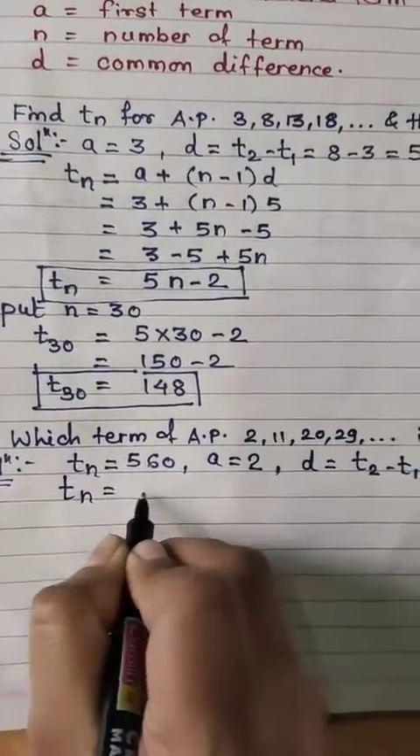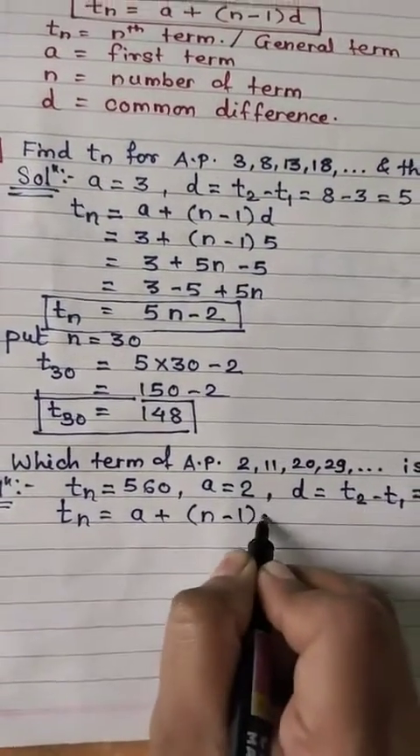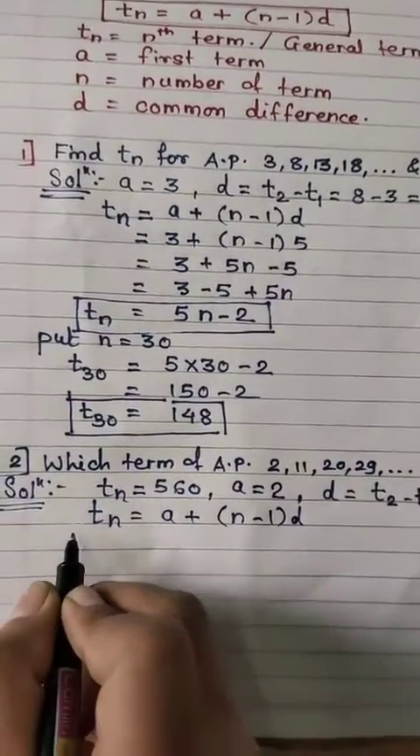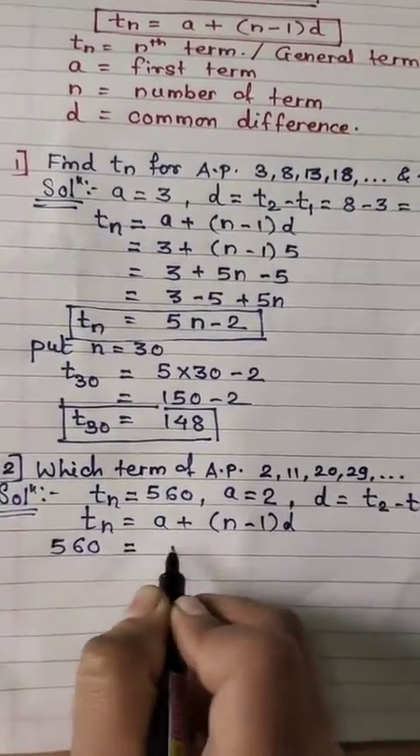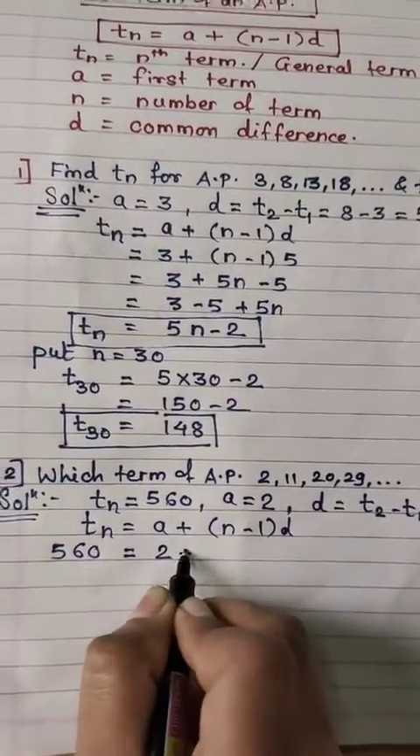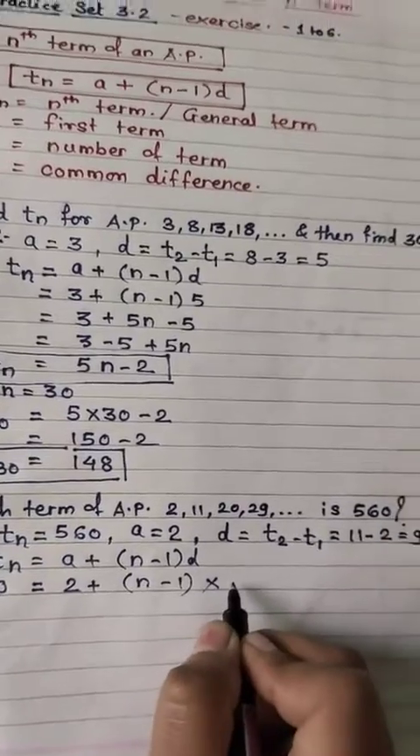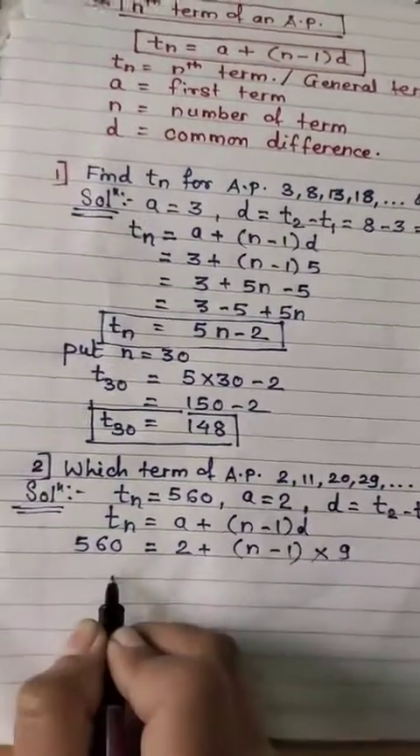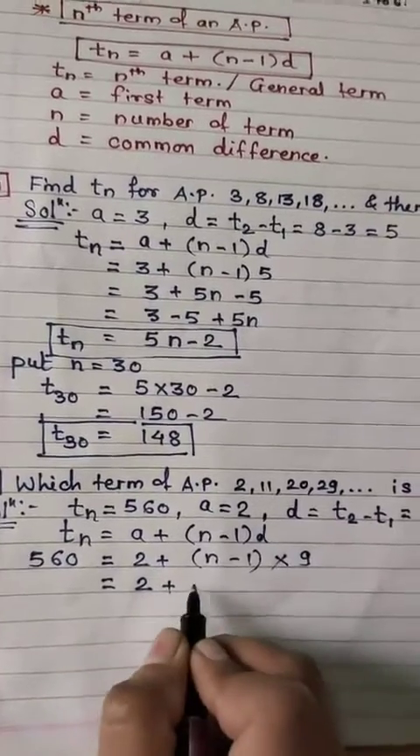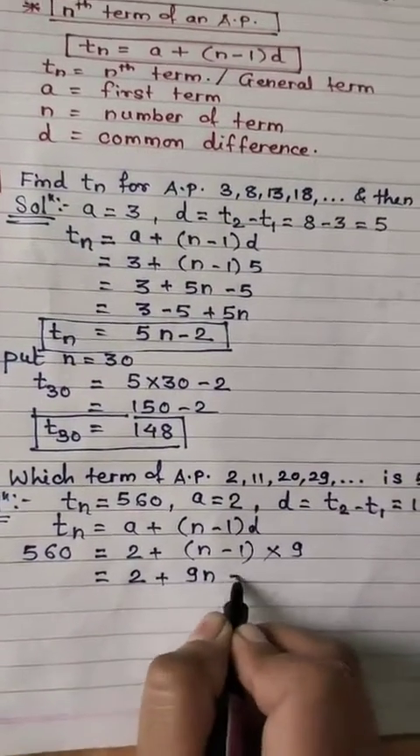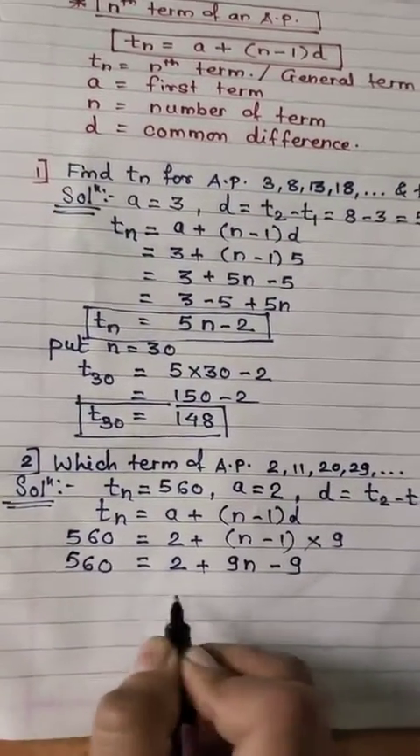Tn is equal to A plus (n minus 1) into D. Put all the values. Tn is 560. We have the value of A is 2 plus (n minus 1) into the value of D, which is 9. So now I will do the calculation. 2 plus 9 into n is 9n, 9 into 1 is 9, is equal to 560.